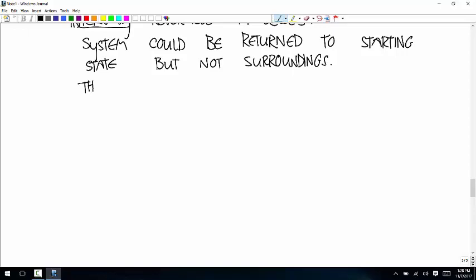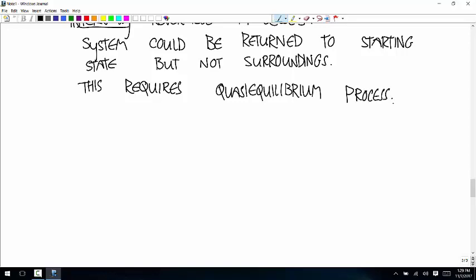This requires a quasi-equilibrium process. And one thing to notice is when we talk about the hot and cold thermal reservoirs, we're always assuming that whatever happens to those is internally reversible. So no energy is lost through things that happen inside the thermal reservoirs.